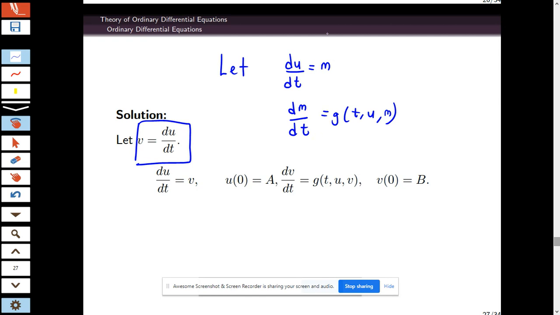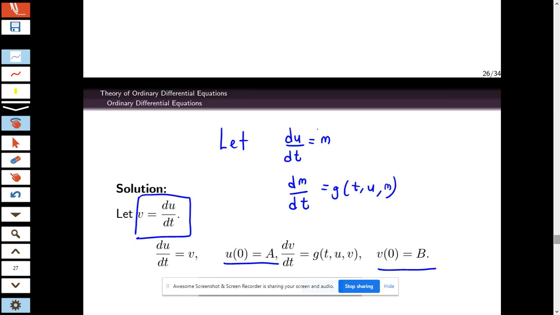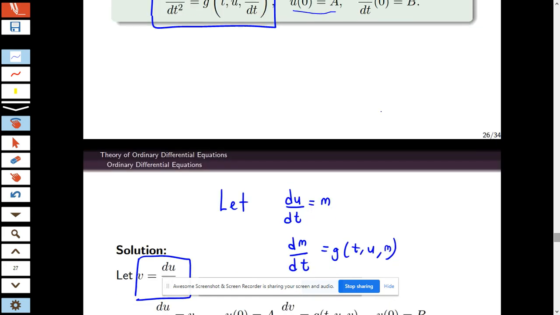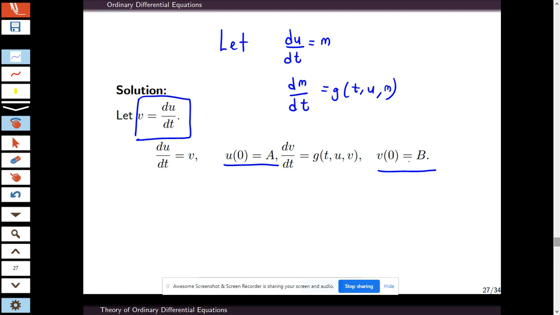And of course, when you transform your problem, your initial condition changes too. Okay, what is the initial condition given? This remains the same, but this one, du dt, which is my v0, equals b. Okay, if I use the m variable, later it becomes m0 equals b. Okay, you can use any variable to start with. You don't have to use b. Okay, class?